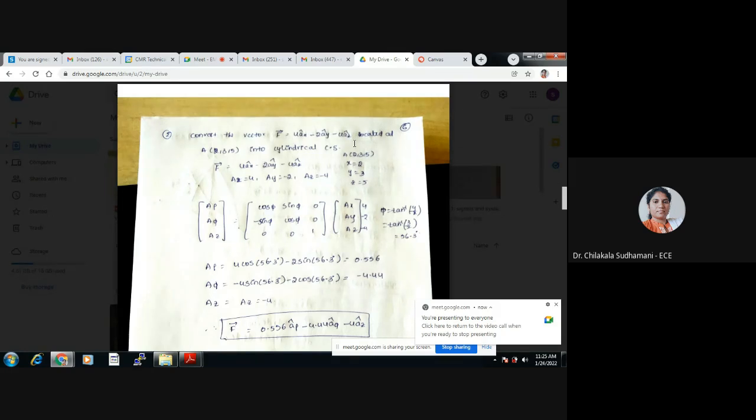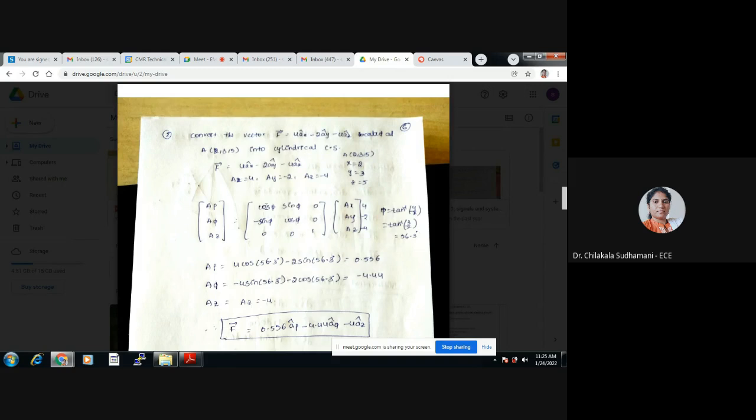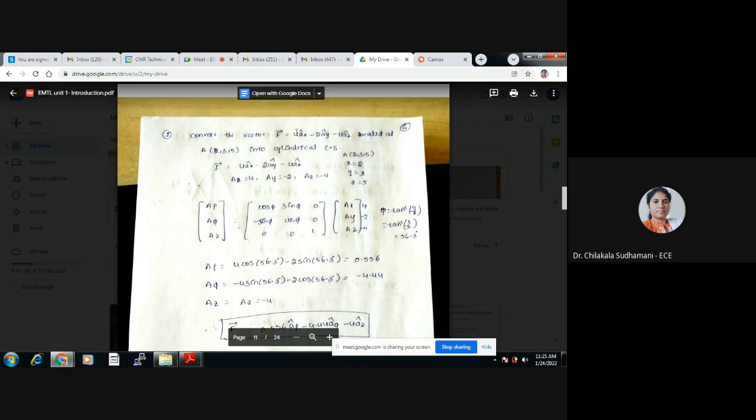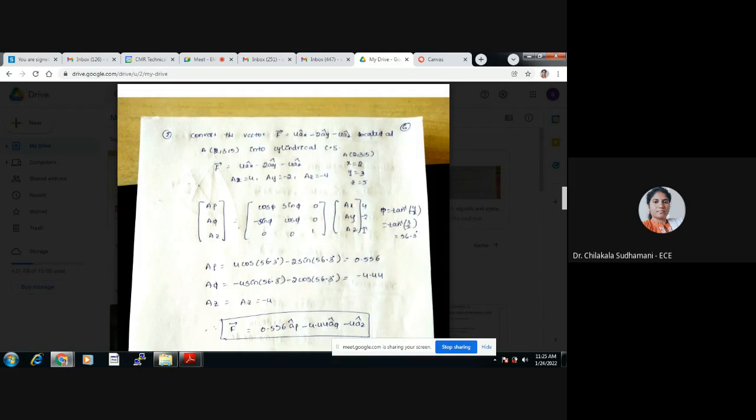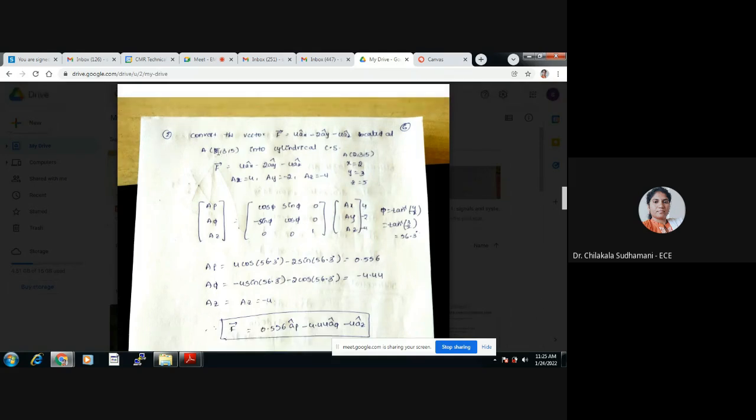So the relation between cylindrical coordinate system and rectangular coordinate system is: a rho, a pi, az is equal to the matrix cos pi, sin pi, 0; minus sin pi, cos pi, 0; 0, 0, 1 times ax, ay, az. Ax, ay, az component values are given as 4, minus 2 and minus 4. Substitute 4, minus 2 and minus 4. Points are given as 2, 3, 5, so these are x, y, z.